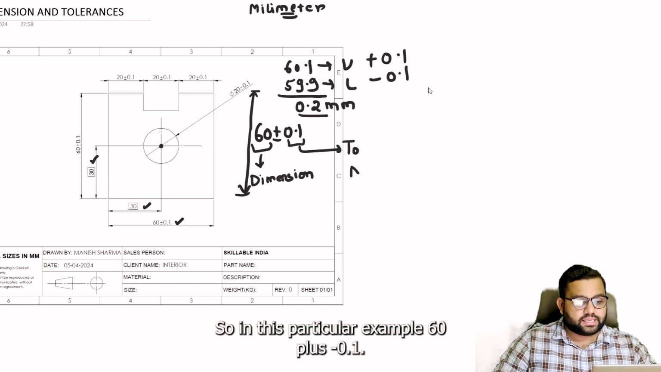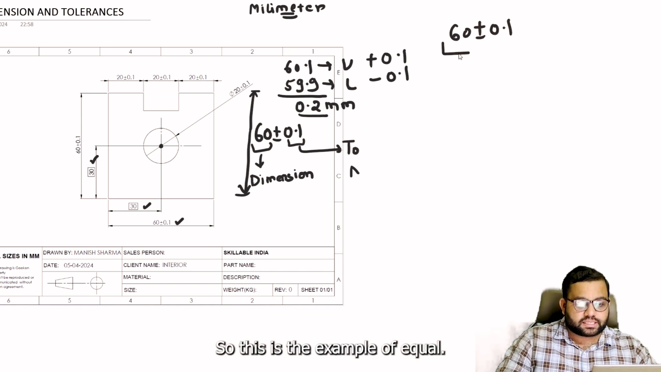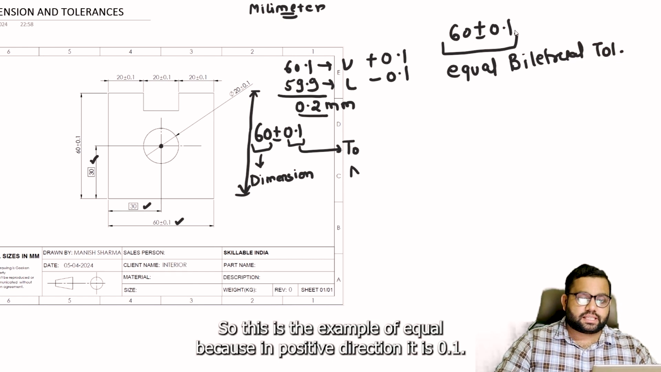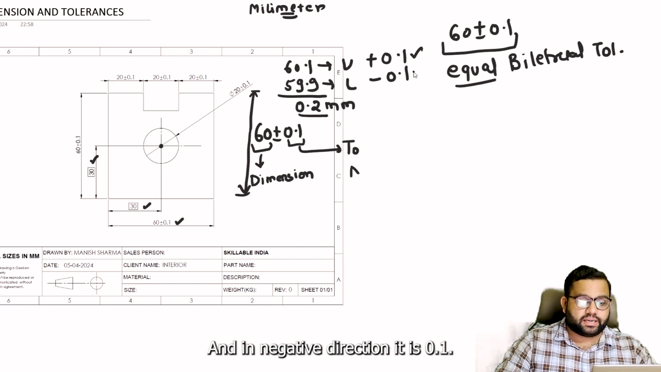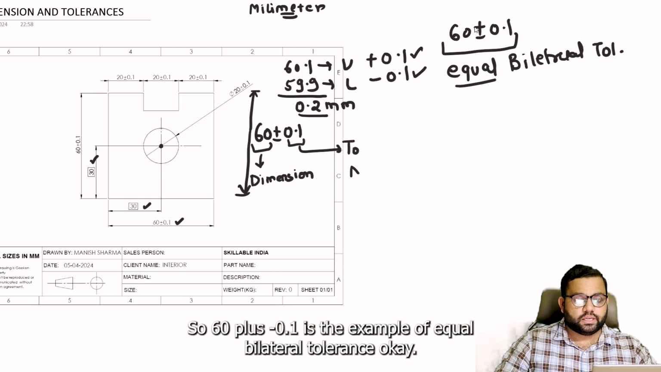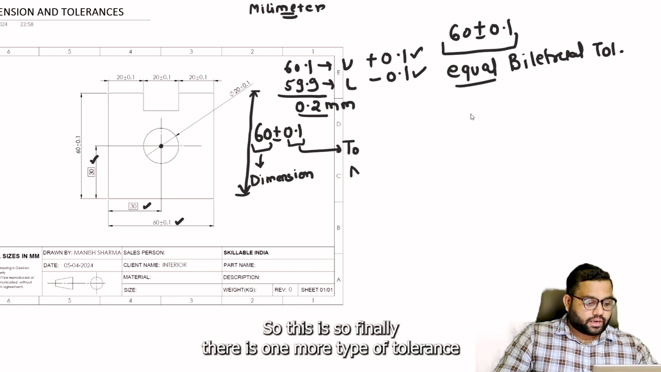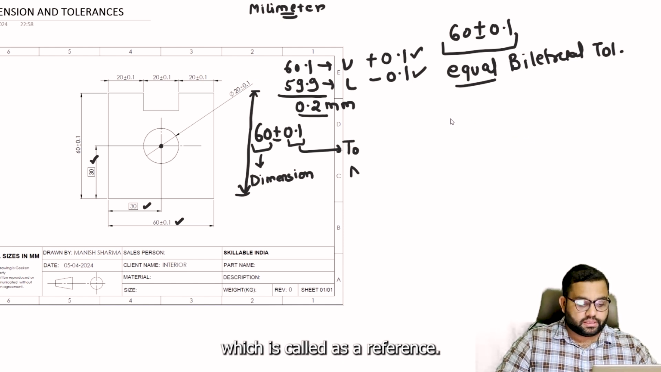So in this particular example, 60 plus minus 0.1 is the example of equal bilateral tolerance. It is equal because in the positive direction it is 0.1 and in the negative direction it is 0.1. So 60 plus minus 0.1 is the example of equal bilateral tolerance. Finally there is one more type, which is called a reference.